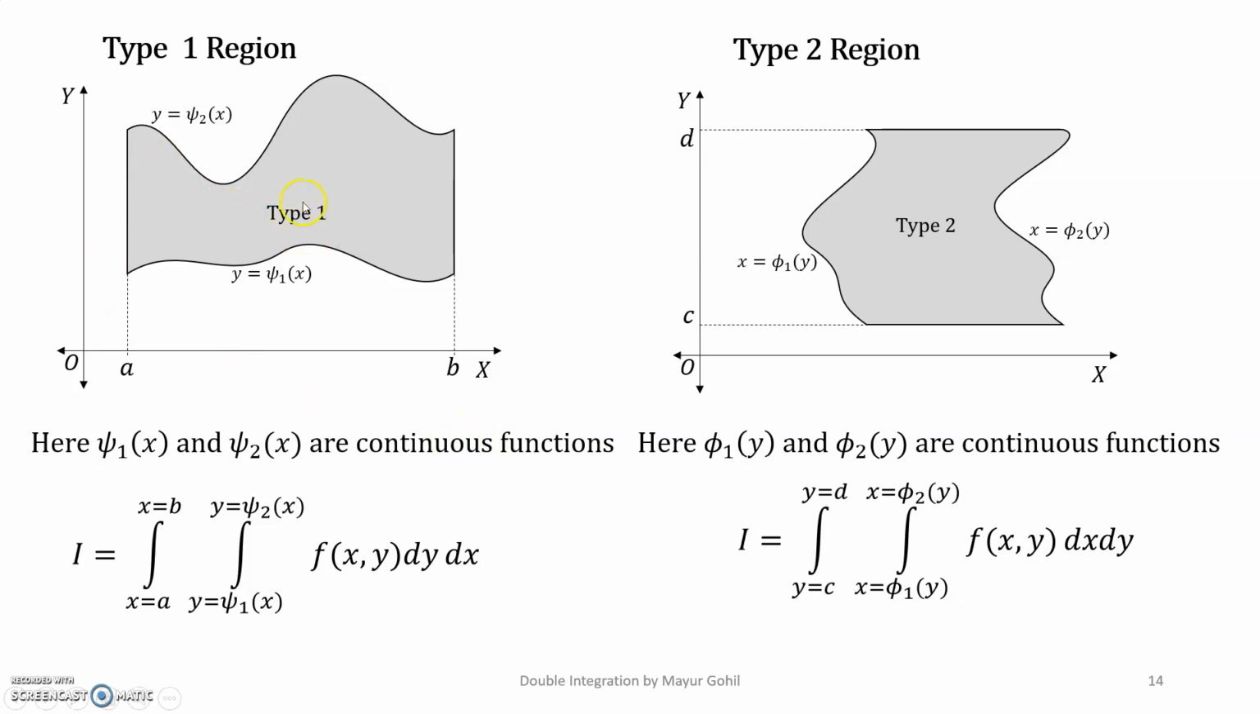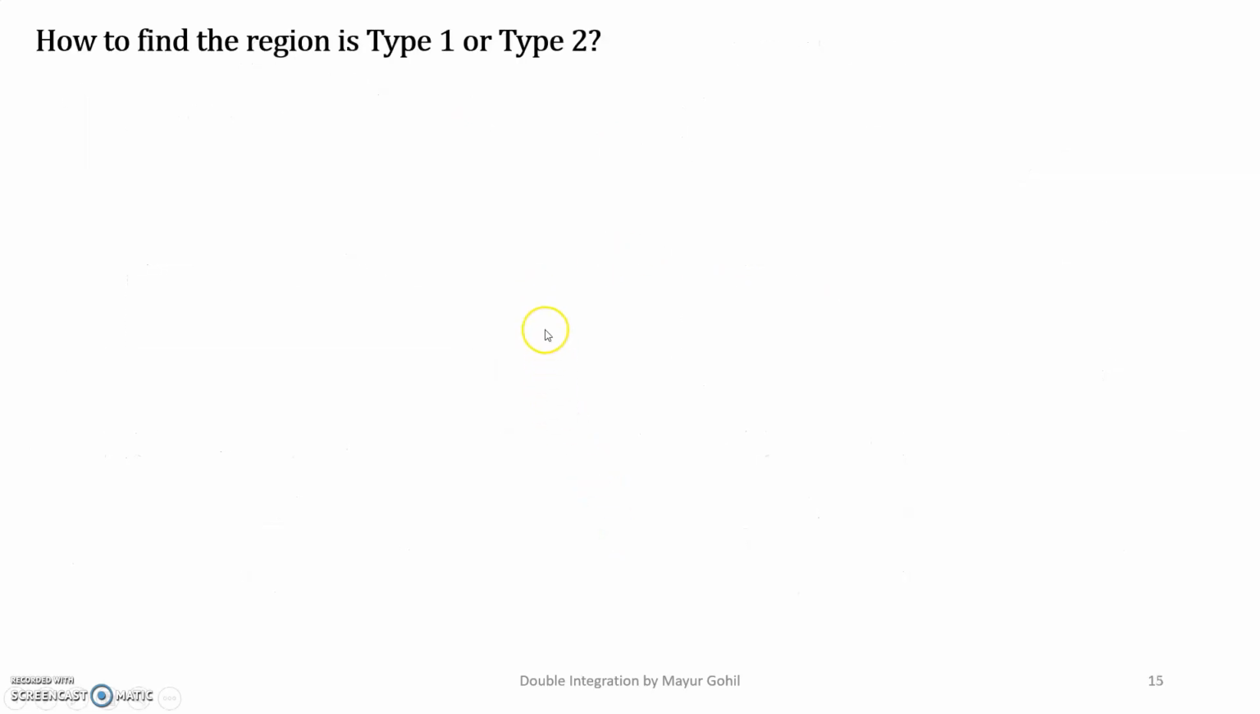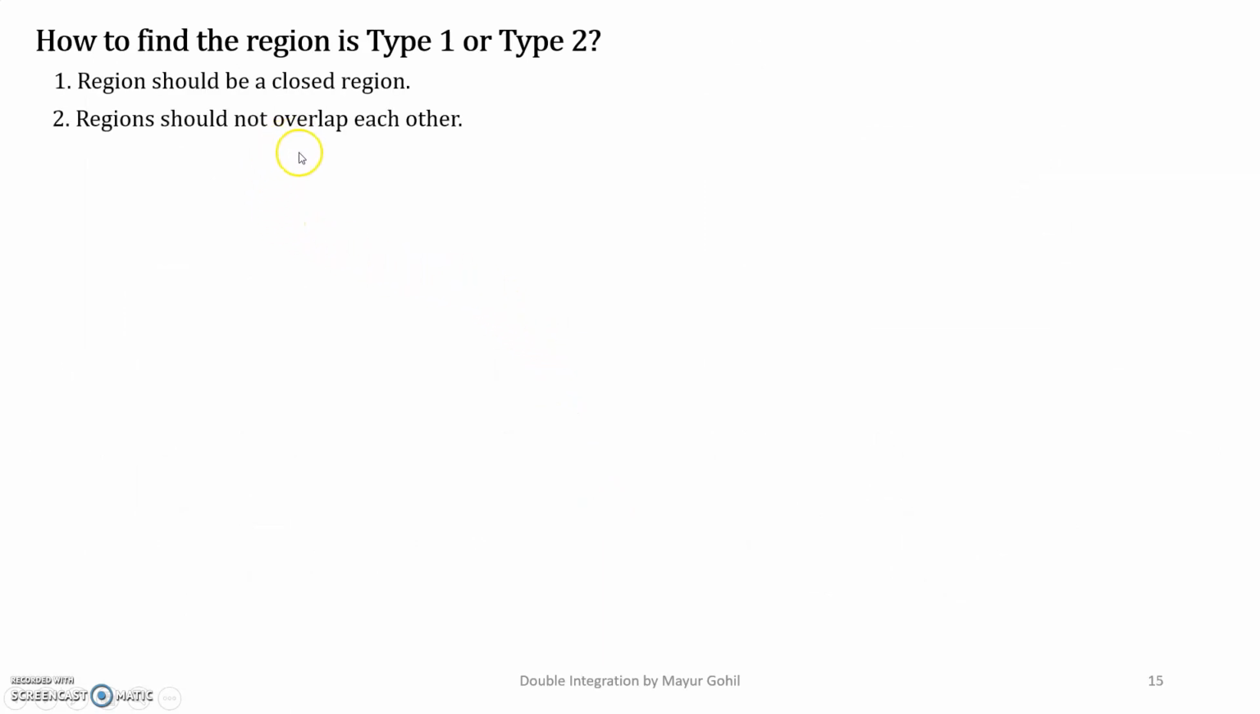First observe these two regions. Both are closed regions. They are not open, they are bounded from all sides. There is a boundary to each of them. Also, none of the boundaries is crossing each other, or none of the functions are overlapping each other. So this is one important condition. So how to find type 1 or type 2 region? Before that, as I discussed, the region should be closed and none of them should overlap each other.